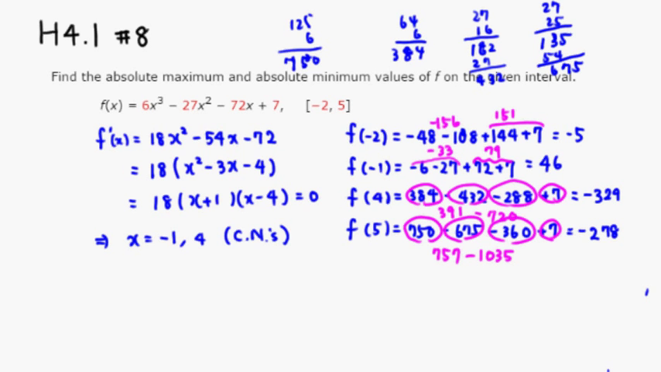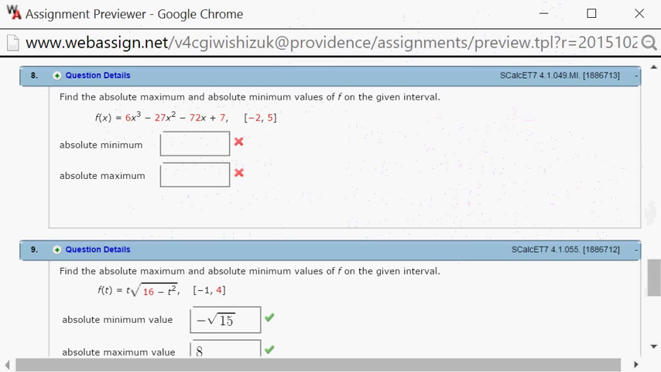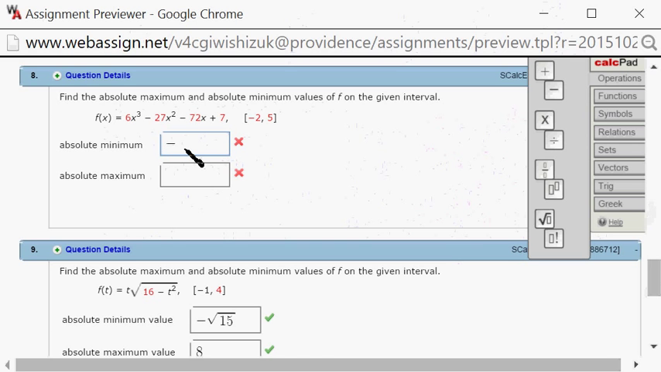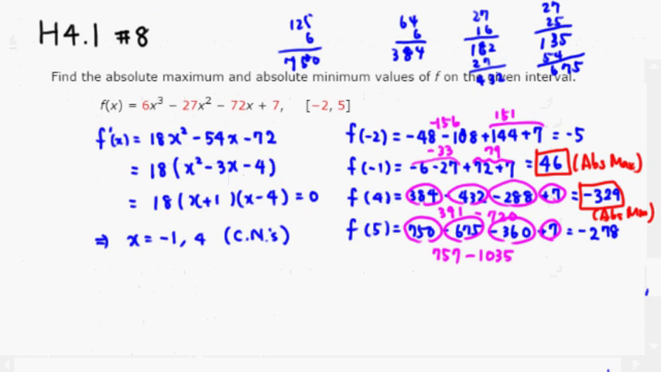So that was tedious. You can see that the largest one in this case is 46, so this is the absolute max. The smallest one is -329, so this is the absolute min. So let's type it in: the minimum is negative 329, and the largest one is 46.